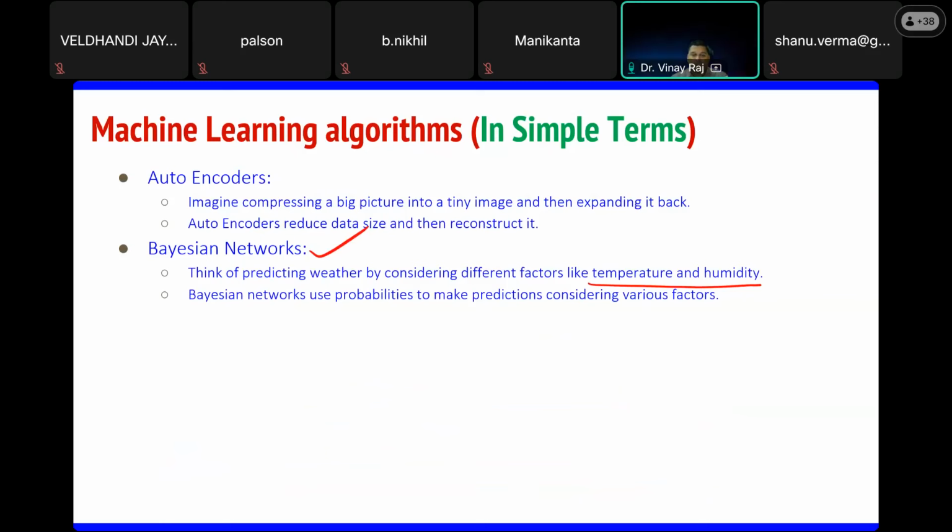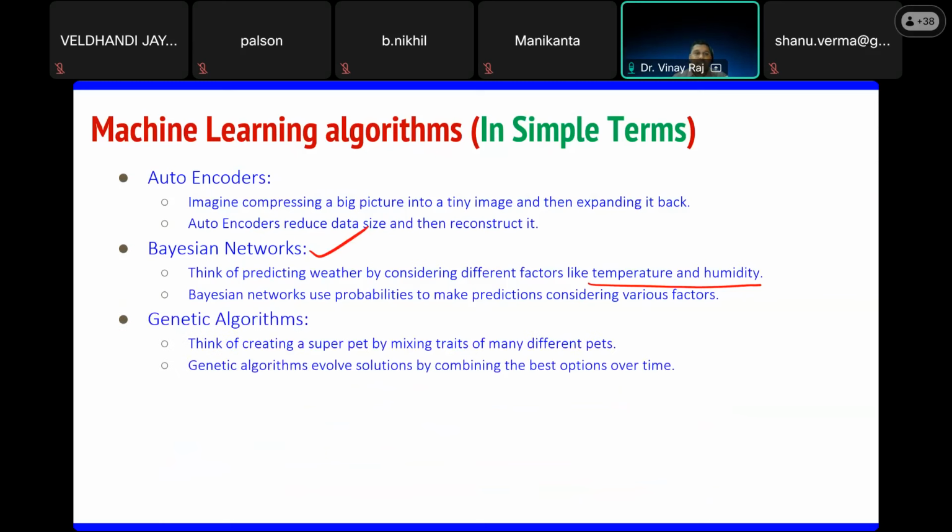Okay, next. Genetic algorithms. This is not part of machine learning, but we are using genetic algorithms in solving some ML problems. So what is the genetic algorithms? Think of creating a super pet by mixing traits of different pets. Different pets are there. You want to form a super model by taking the best qualities of each of those pets and then combine it to form a super one. That's what is genetic algorithms.